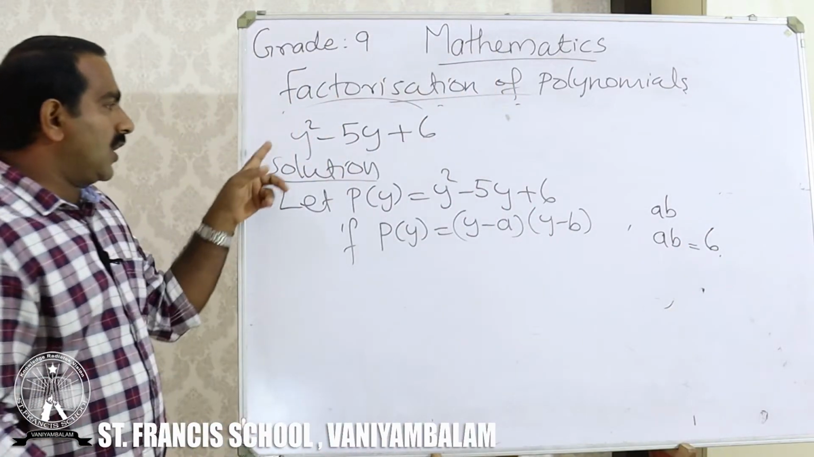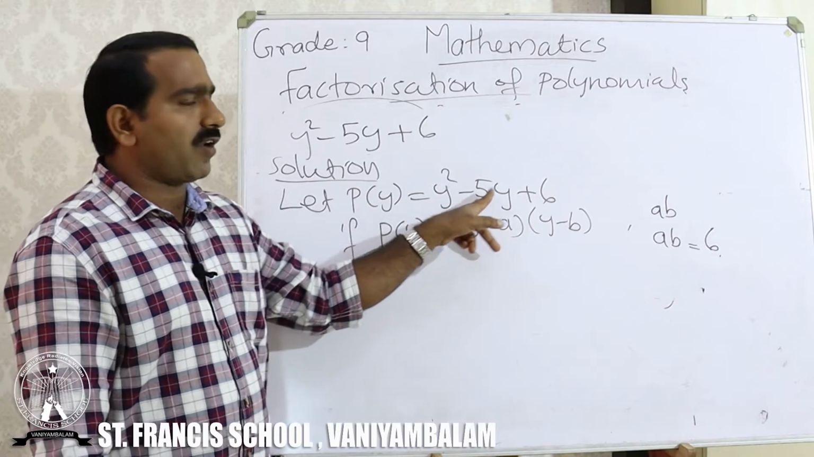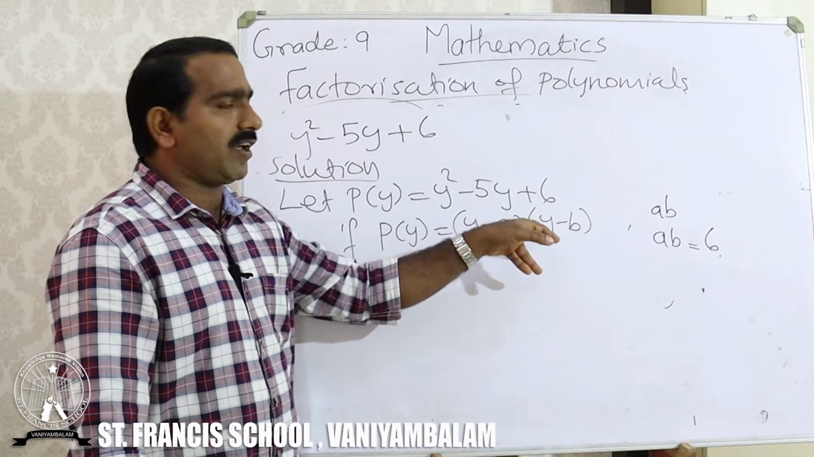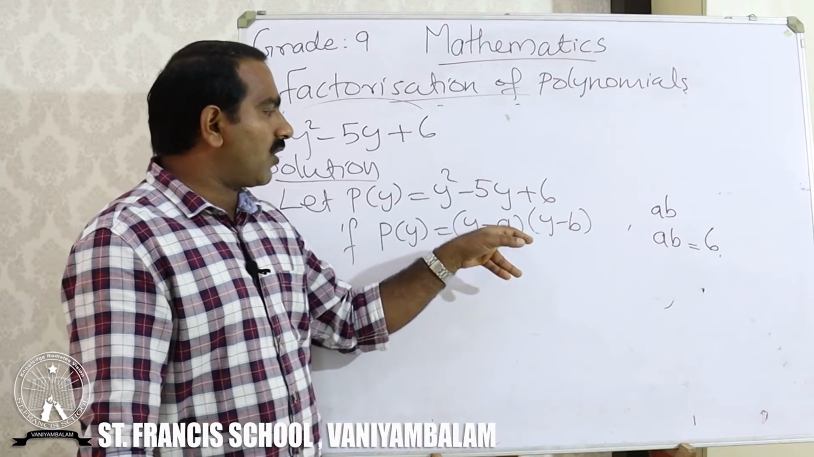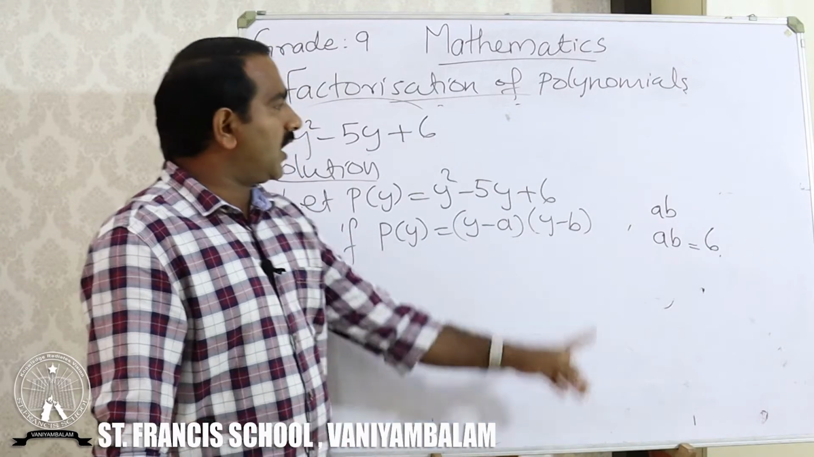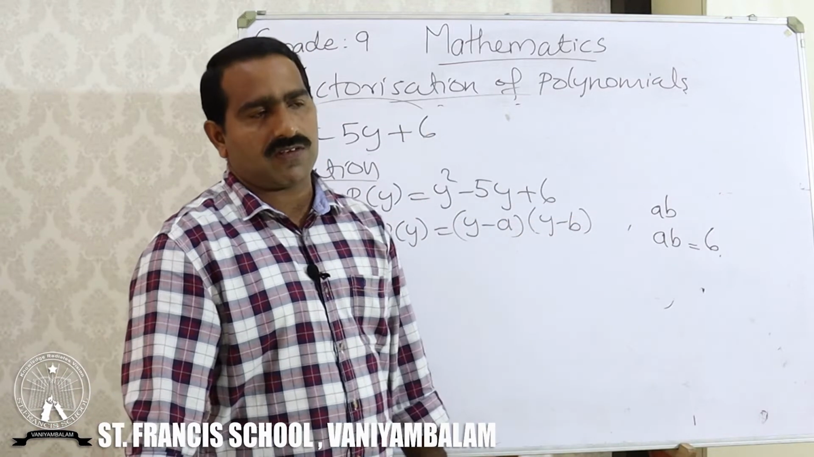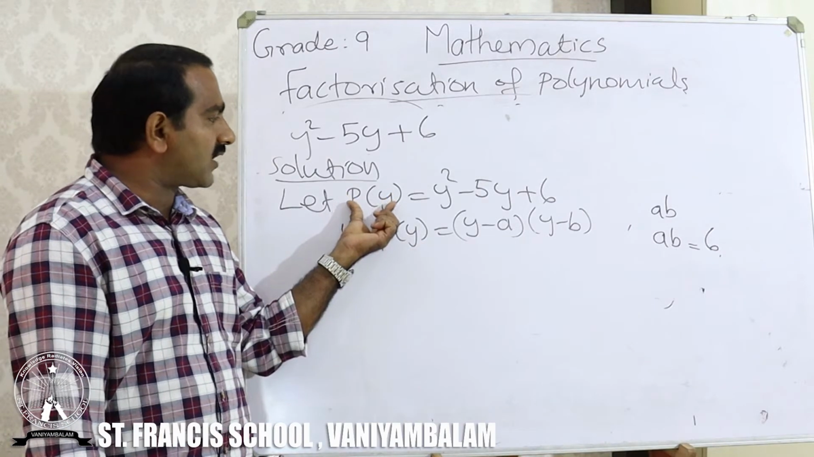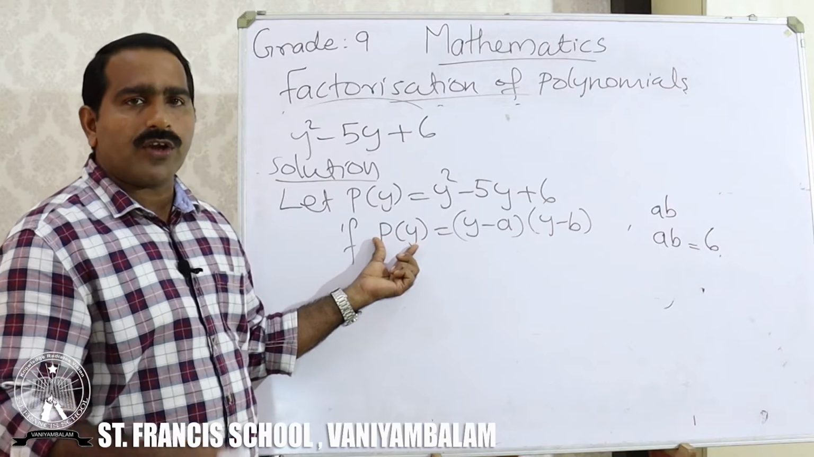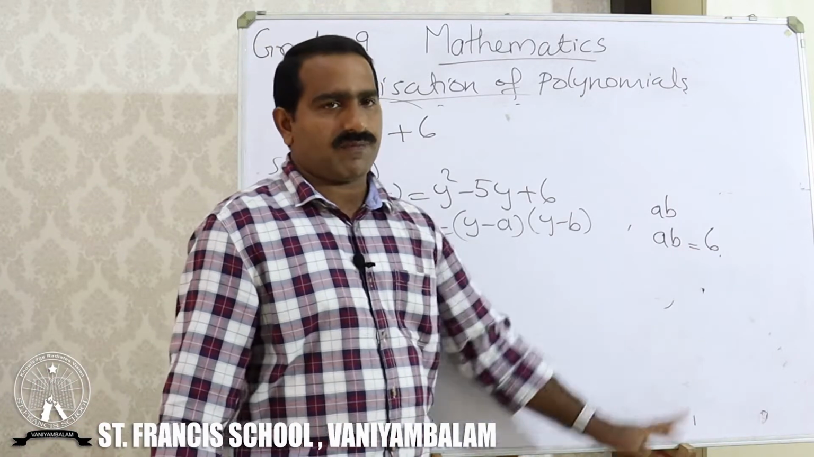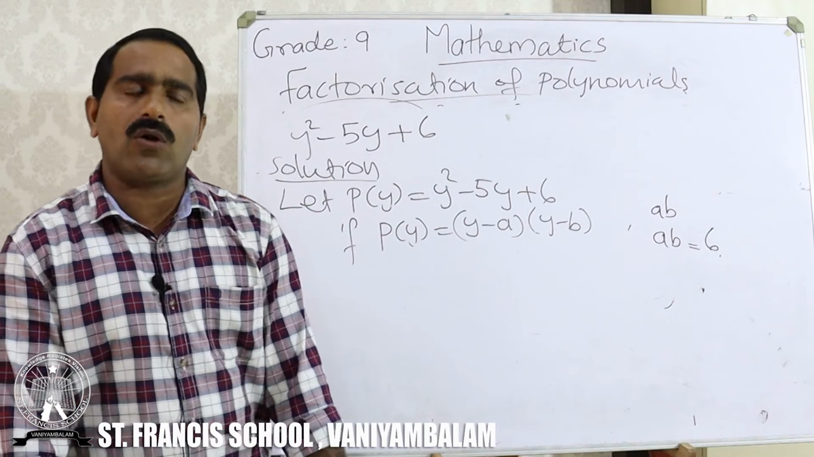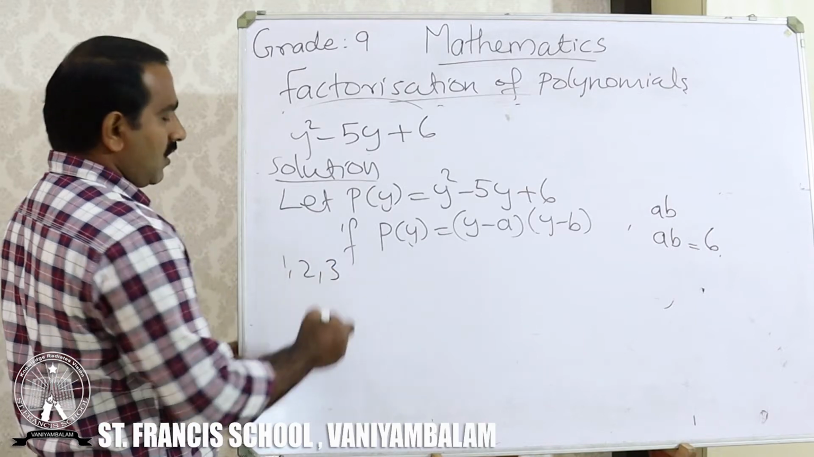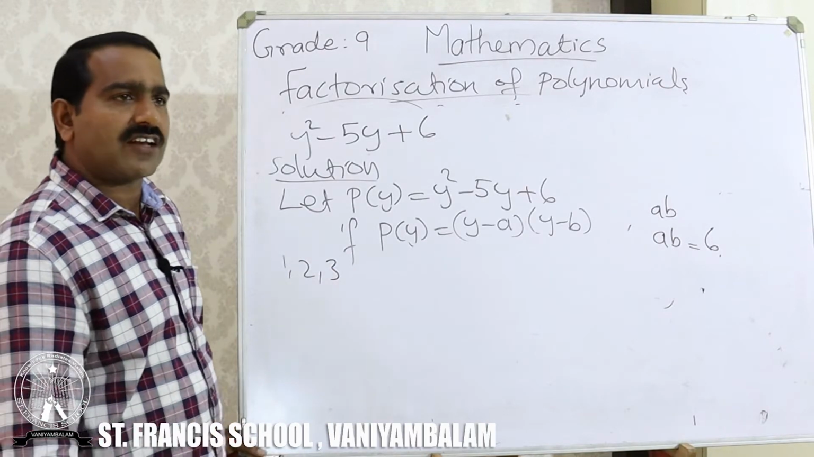The polynomial is p of y equal to y square minus 5y plus 6. If we write p of y equal to y minus a into y minus b, then the constant term will be ab. So here ab equal to 6. To look for the factors of p of y, we are going to look at the factors of 6. That you already know: 1, 2, 3 are the factors of 6.